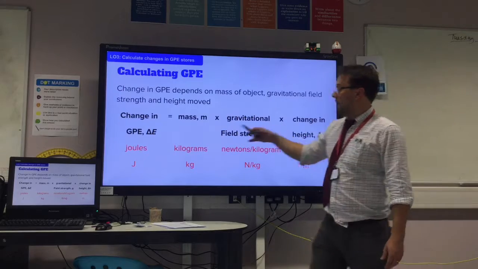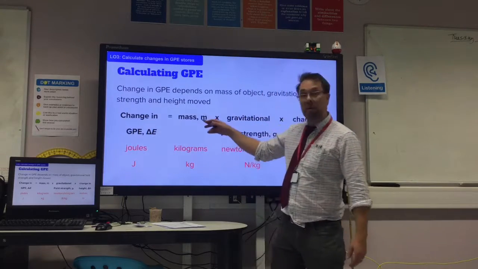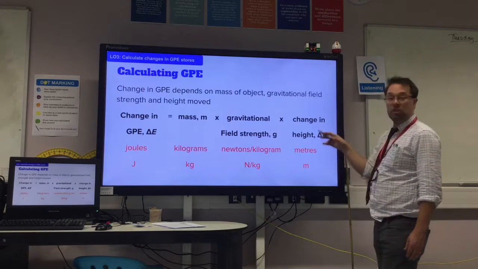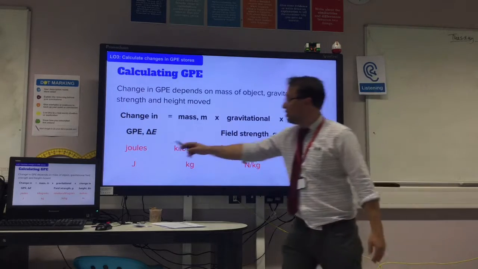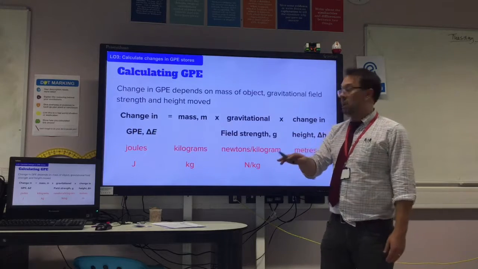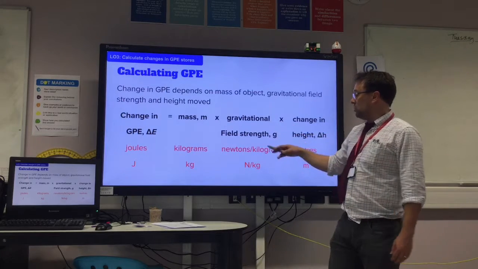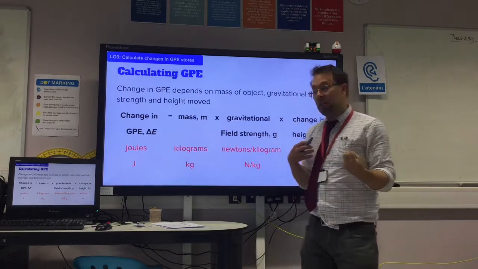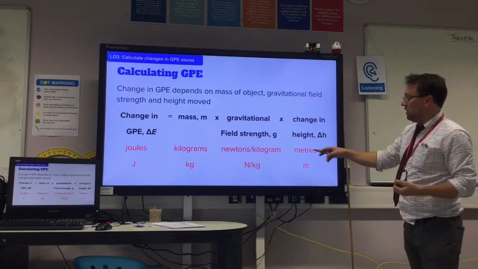So what we've actually got there is delta E is equal to M for mass times G for gravity times delta H for change in height there. And of course we measure energy in joules, mass is always measured in kilograms, gravitational field strength is newtons per kilogram, so that means for every kilogram of your body, how many newtons are pulling you down. And finally we measure height in meters.